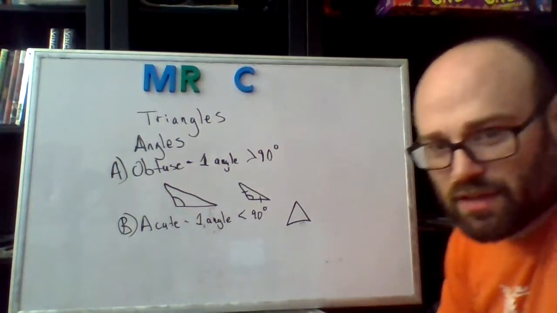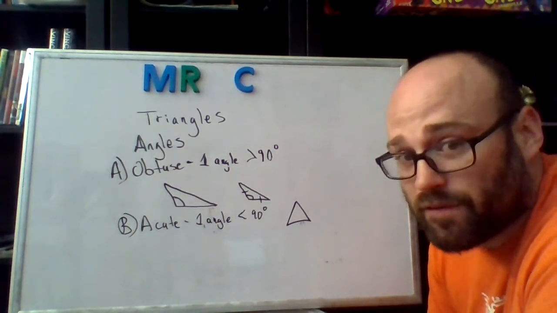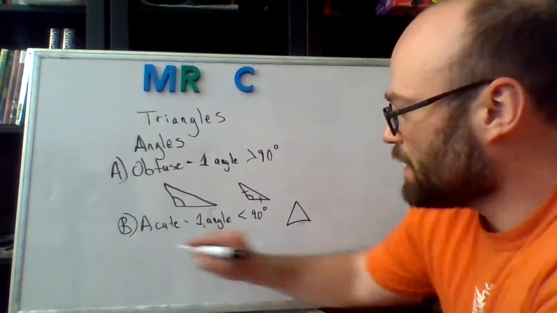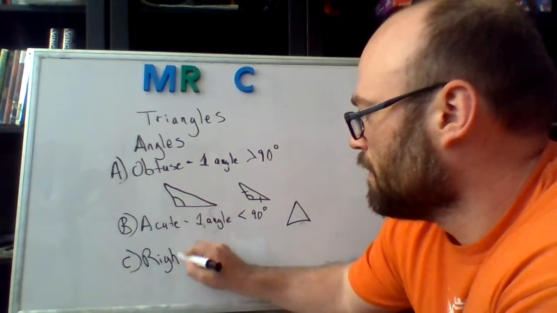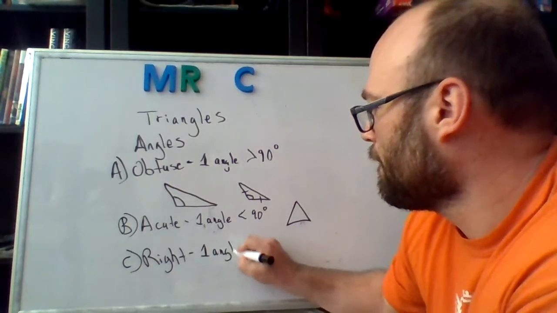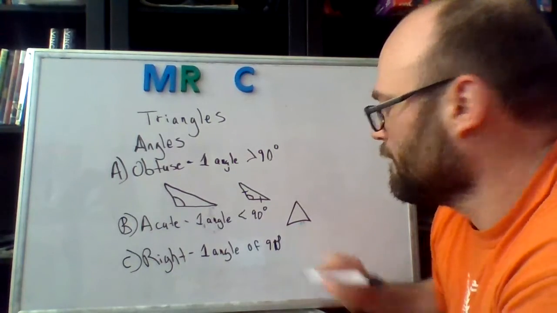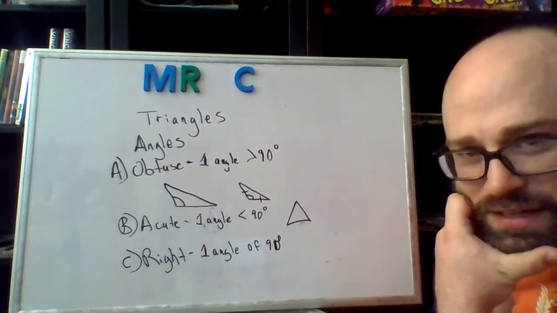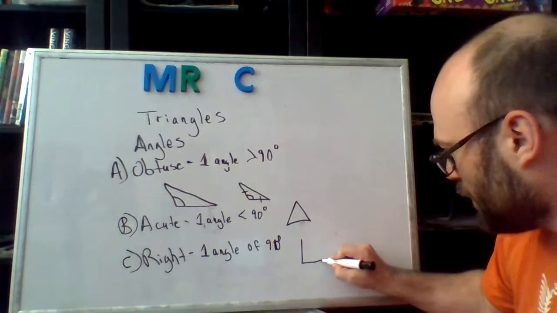So all angles are less than 90 degrees, and so that would be an acute triangle based off its angle measures. And then last one, but not least, is a right triangle. That means it has one angle of 90 degrees. Okay, so one angle of 90 degrees. And so we have a right triangle.